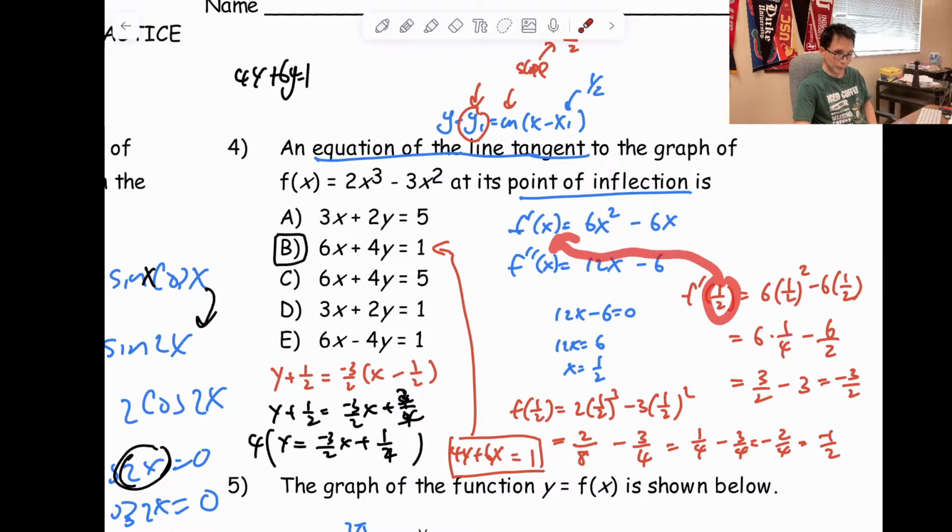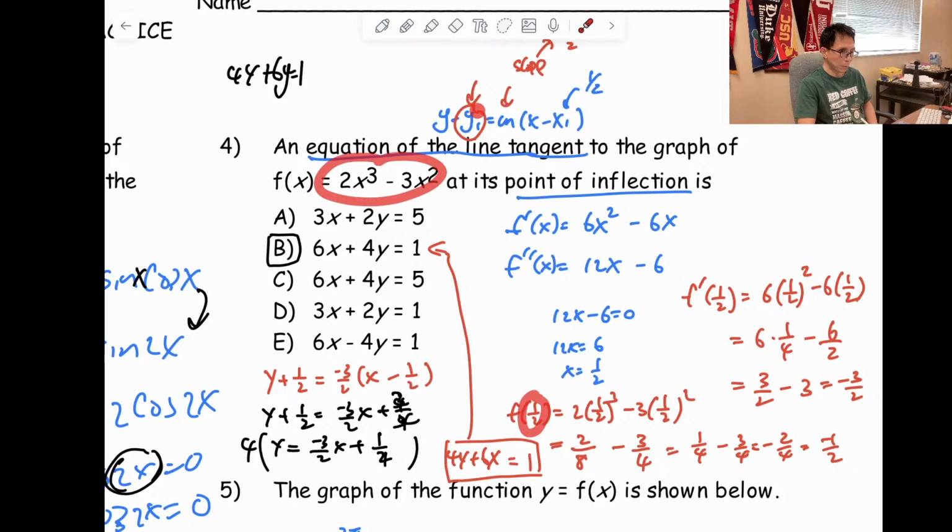Plug in here. And if you work out the math, yes, you need to learn how to add fractions and subtract fractions. You need to do that. It's -3/2. I'm going to do it again. Plug into the original. 1/2 into the original. Why? Because I needed the output. And once I got that, it's going to be negative 1/2. So I got 3 components.